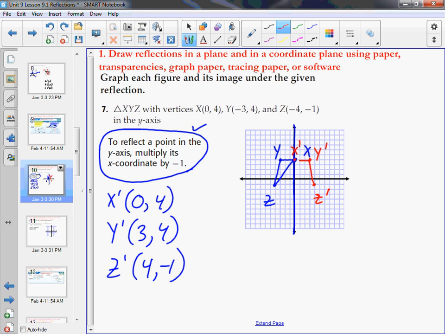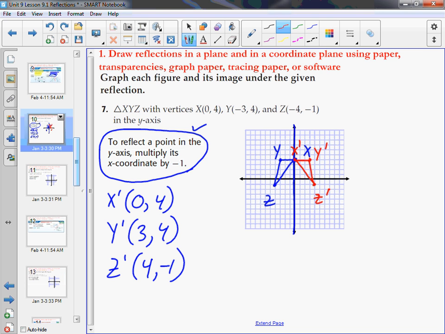Then we use our straight edge to connect. Sorry, I showed you the x-axis and the theorem and then did the y-axis. But it amounts to this. Okay? Here's the key. If our y-axis is our reflection, we're flipping everything right to left. So the y-coordinates don't move, the x-coordinates do. So we multiply by negative 1. All right?